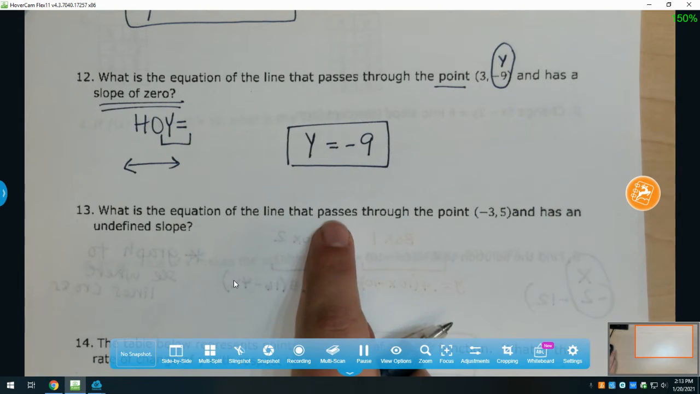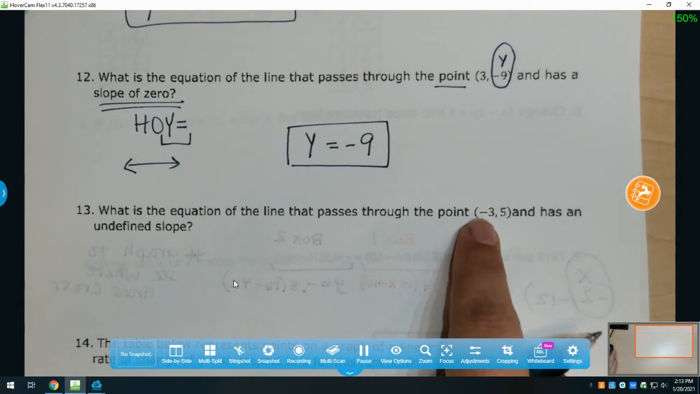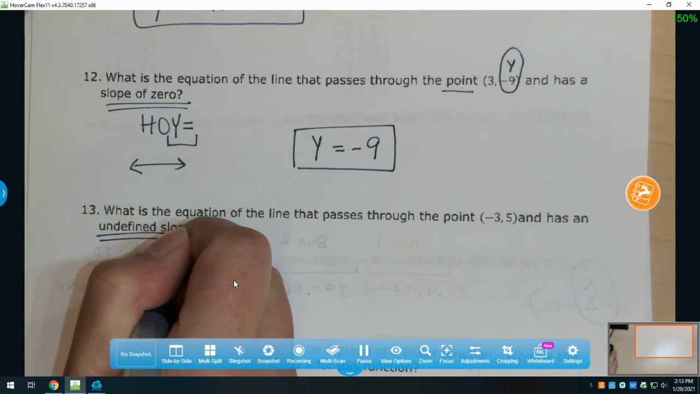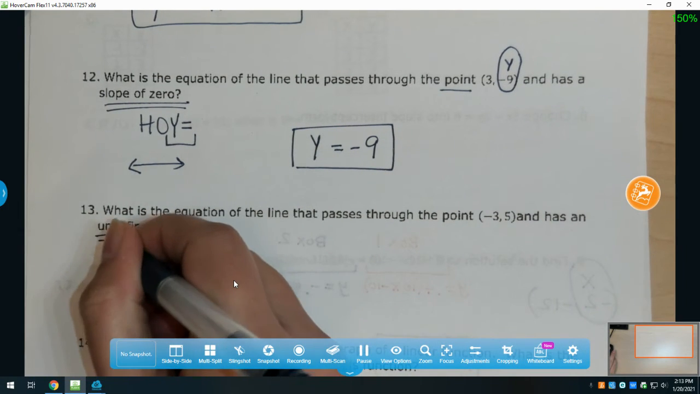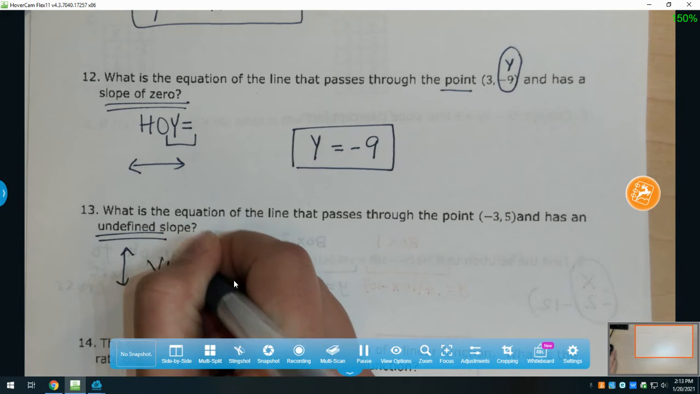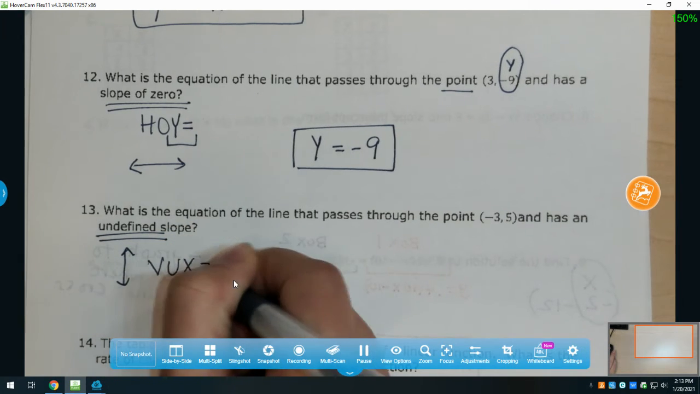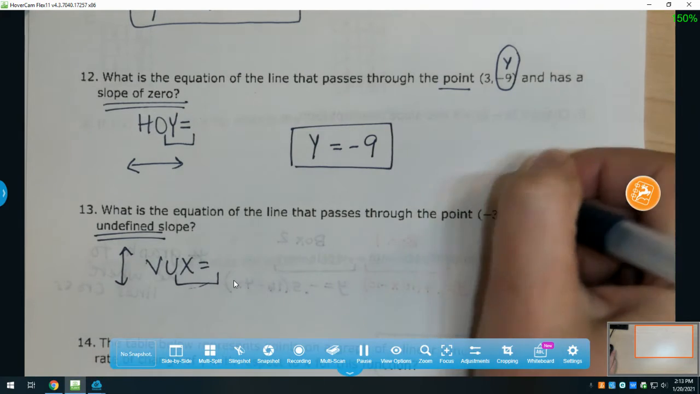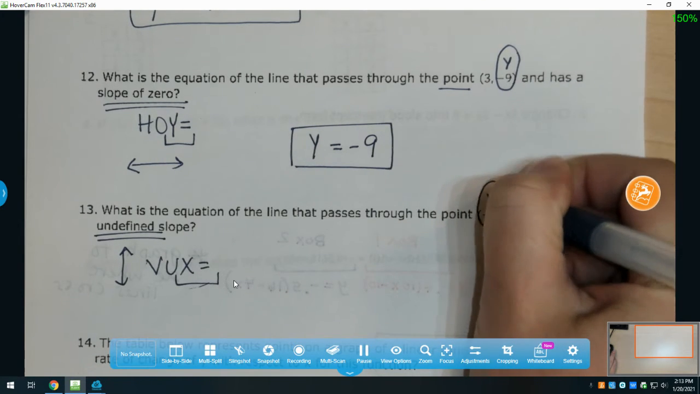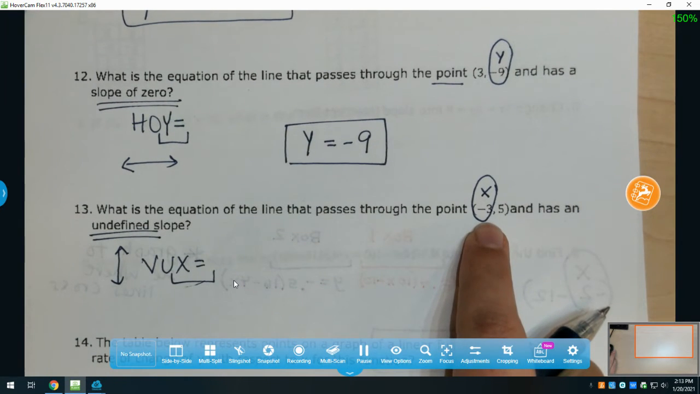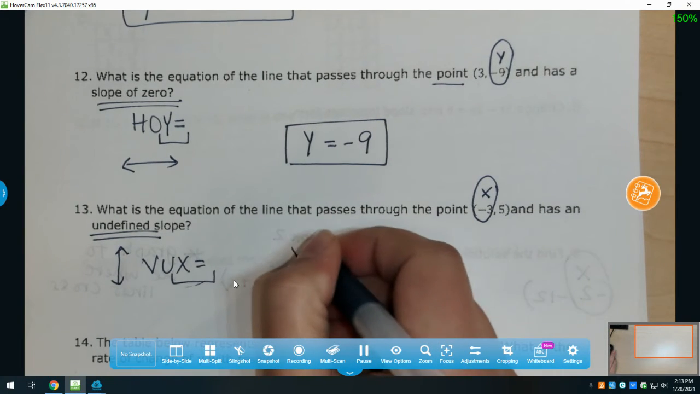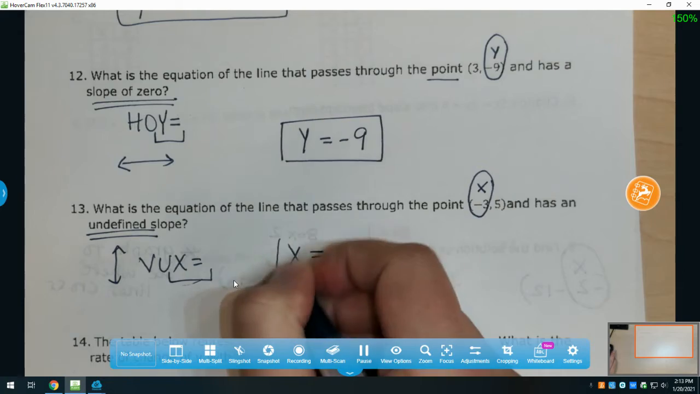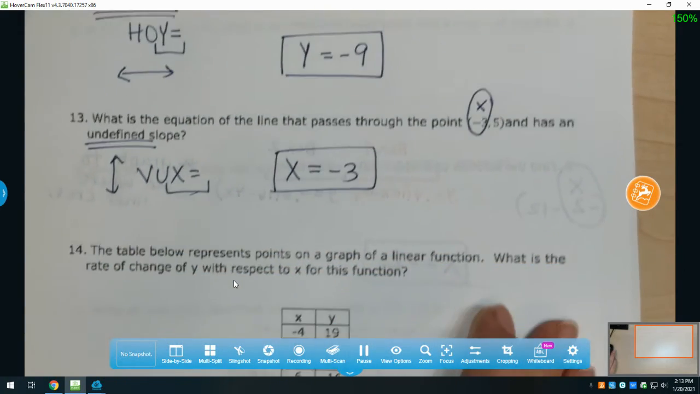What is the equation of the line that passes through the point negative 3, 5 and has an undefined slope? So undefined, that's our VUX, vertical, undefined, x equal equations. So x equals, don't overcomplicate it, right? X equals, it has to pass through this point, so it needs to be x equals our x coordinate of the point we want it to pass through.